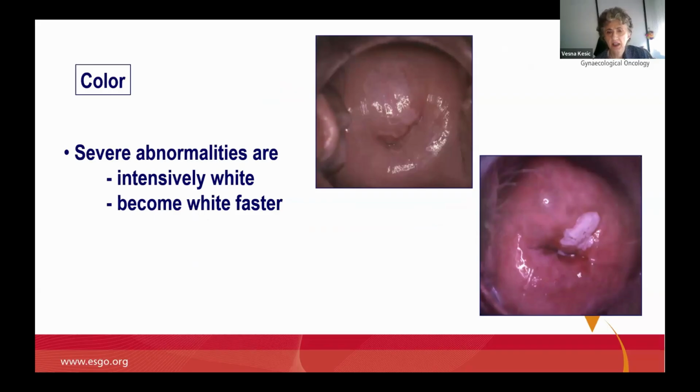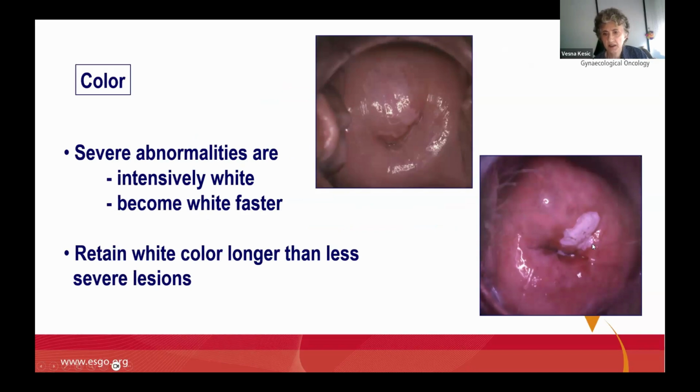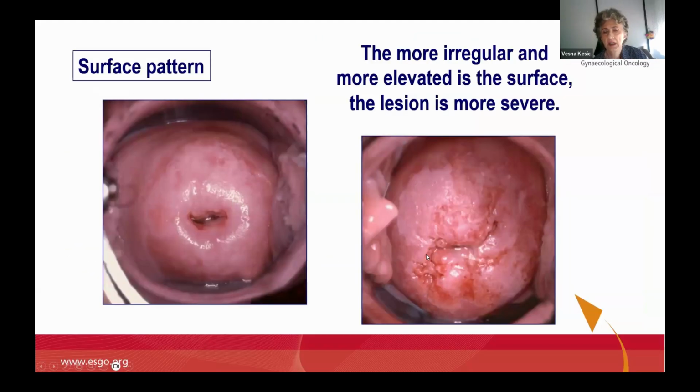First, the color. When we put acetic acid, severe abnormalities are intensively white, and they become white faster. You can see the difference between these two lesions. This lesion is severe, and this is a much, much less severe lesion, low-grade lesion, which will appear very slowly, disappear immediately, while severe lesions will retain color longer than less severe lesions.